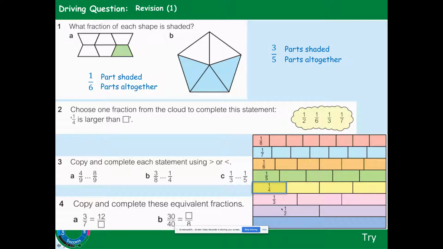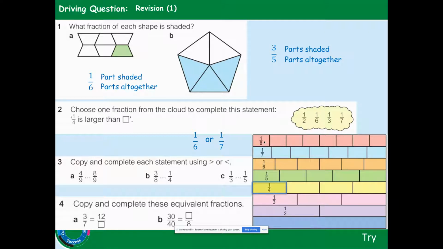1/2, 2 is smaller than 4, but it's a bigger fraction. Okay, so the bigger the denominator, the bottom number, the smaller the actual fraction size is. So from the cloud, 1/5 isn't there, 1/6 is, 1/7 is, but 1/8 isn't. So you could have had 1/6 or 1/7 for that answer.